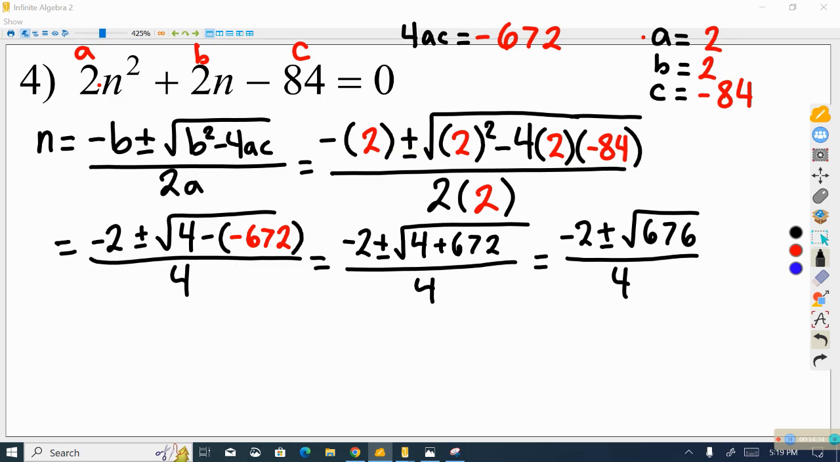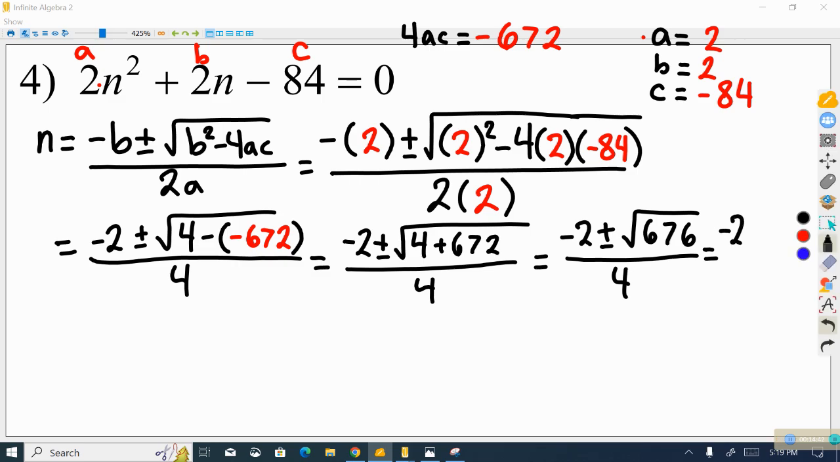And as I said, depending how your calculator works, this might be a problem for you. So let me know if you can't figure out how to use your calculator. It's important that you know how to use it. But the square root of 676 is 26. So we have negative 2 plus or minus 26, and then we divide them by 4. So we'll have to do those two calculations, right?